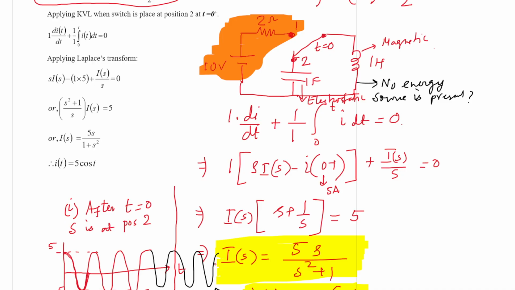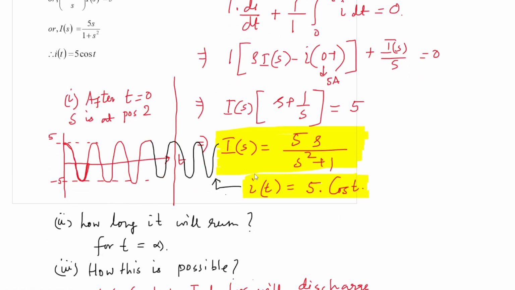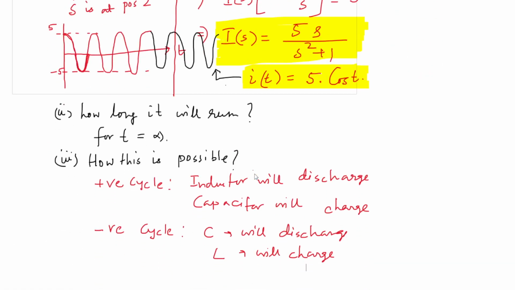So this is the reason, because for half cycle, positive half cycle, one component will charge, another component will discharge, and in the negative cycle, the other component will discharge and another component will charge. So in this way, this network containing only L and C will maintain this profile.